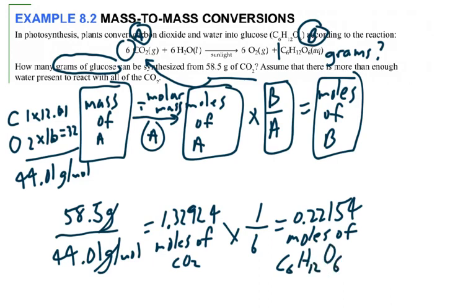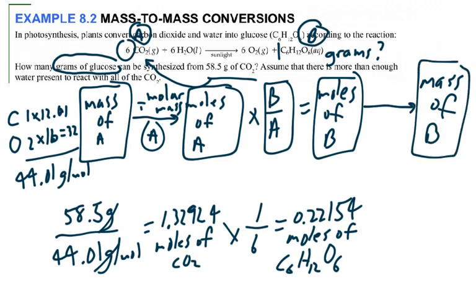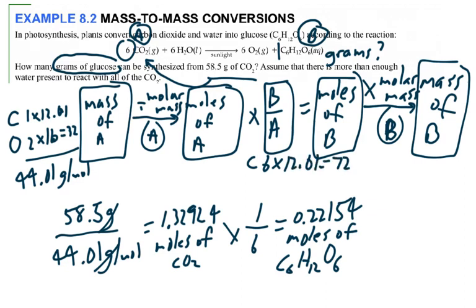Now we got to do one more thing. We got to convert moles of B into mass of B. B is glucose. To do that, you multiply by the molar mass. This time, we're going to use the molar mass of B. So, let's go ahead and do that. Let's see, I got a little bit of room here. So, carbon is, there's 6 of them. Each one is 12.01. When you multiply that, that's 72.06. There are 12 hydrogens. Times 1.01, that's 12.12.